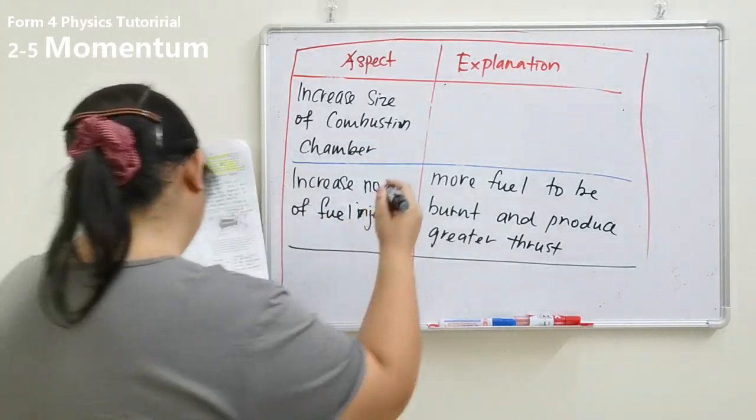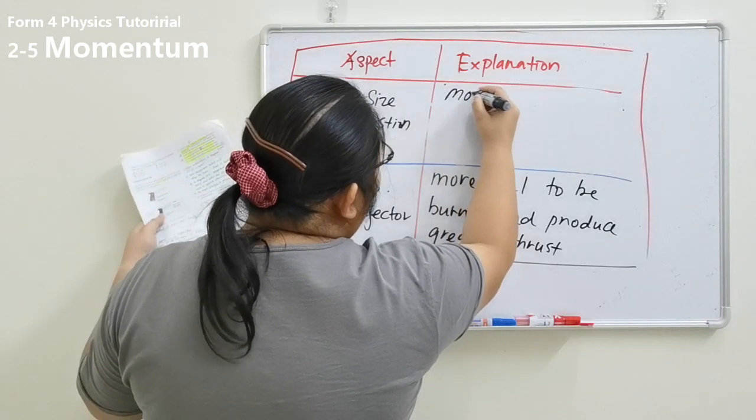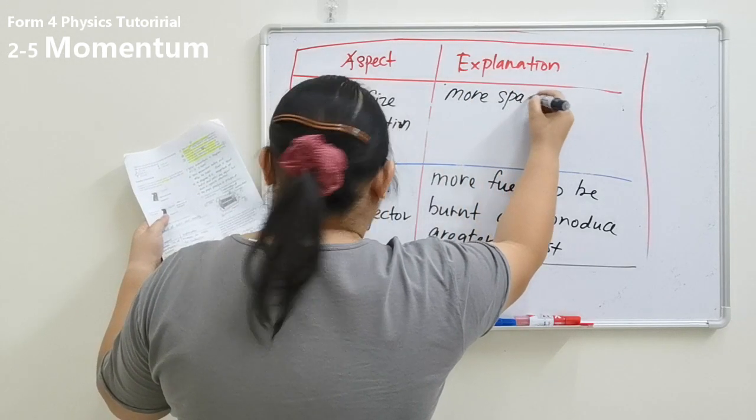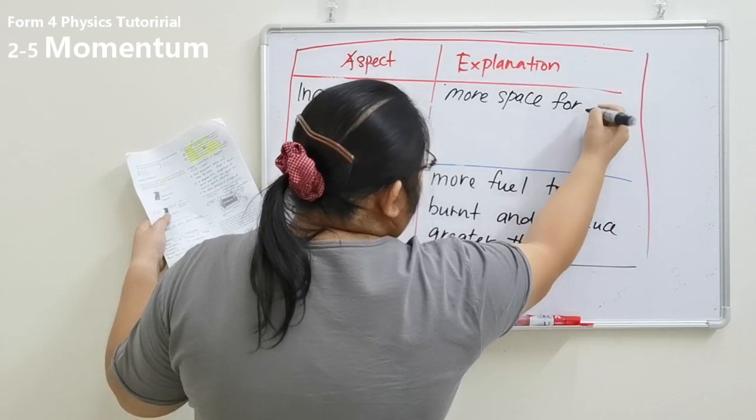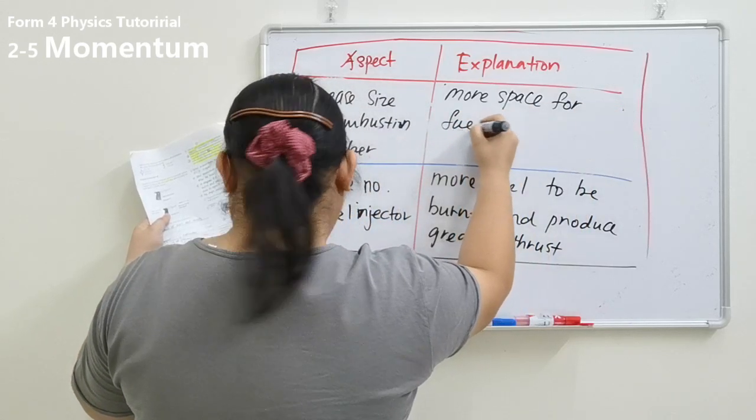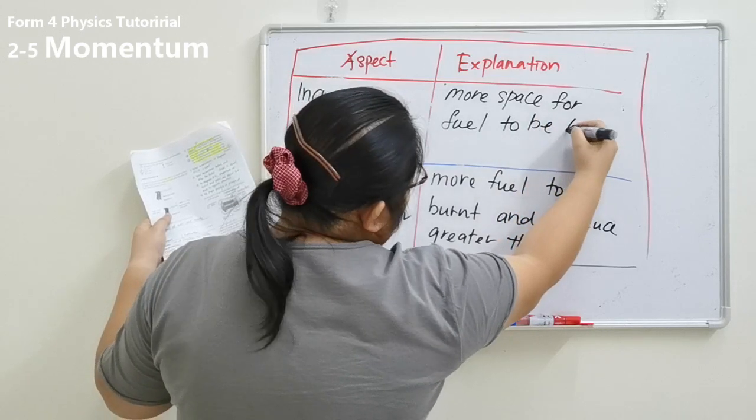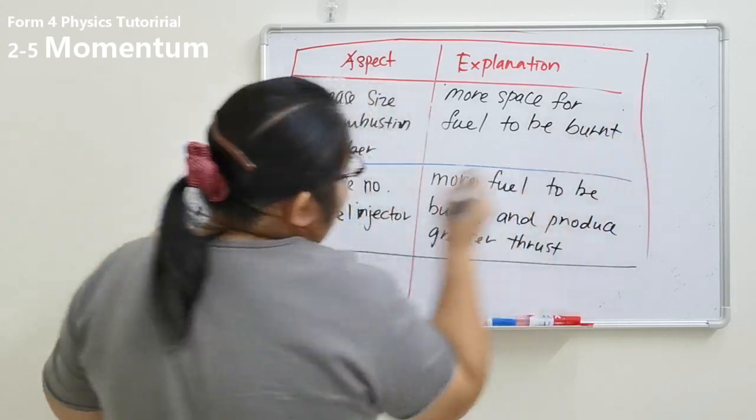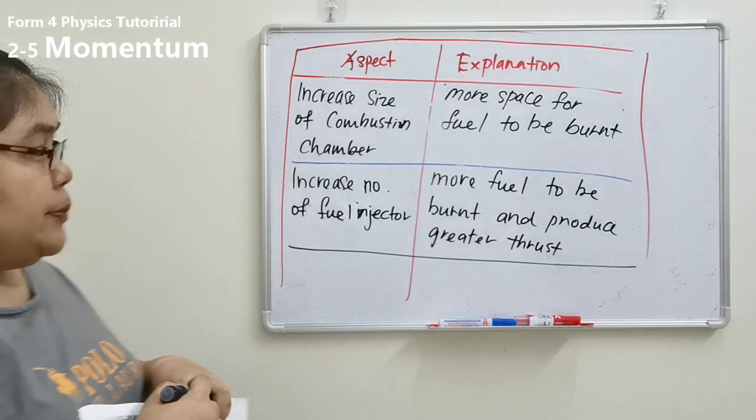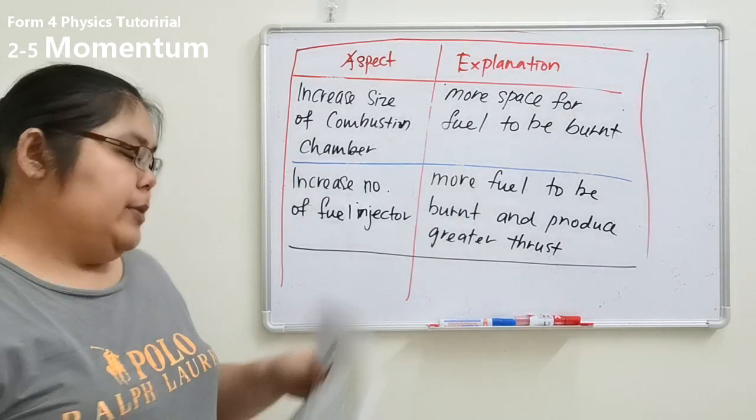Why? When they increase the size, that means they get more space, more space for the fuel and also the air to be burned. They create the space for both things to burn.